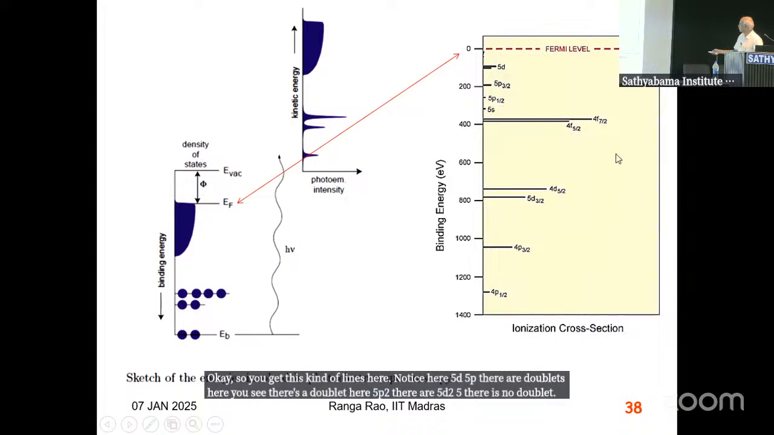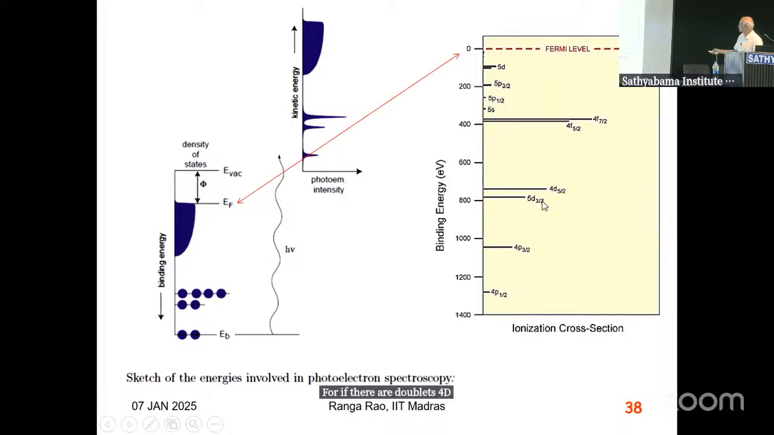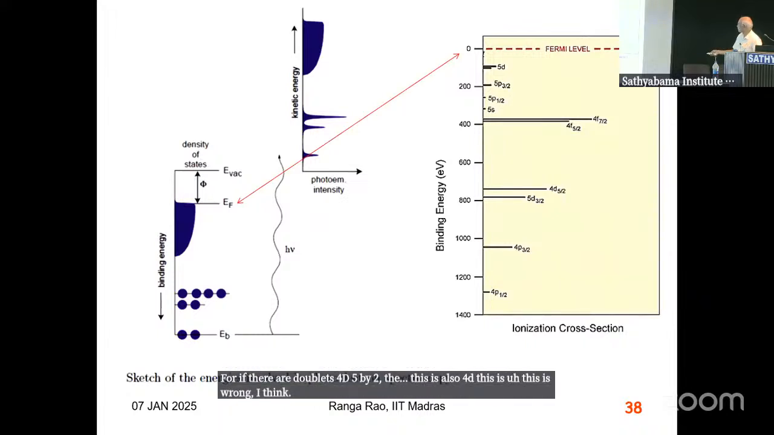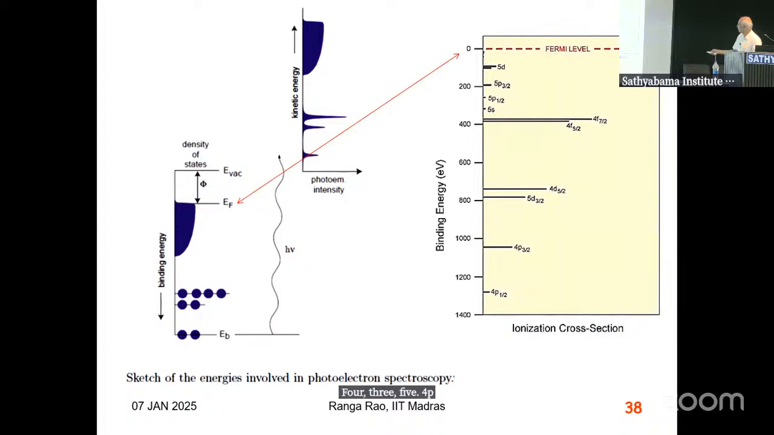4F there are doublets. 4D 5/2, this is also 4D. This is wrong, I think. 4D, 4P and 4P, this is 4D. This is not 5, this is 4. So there are doublets. Notice those doublets.